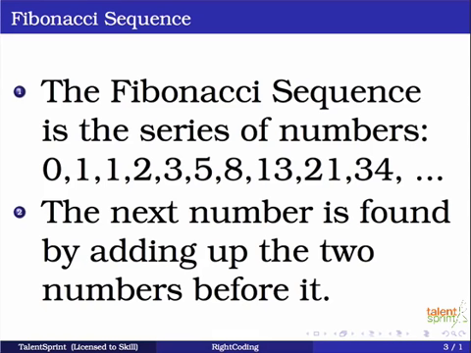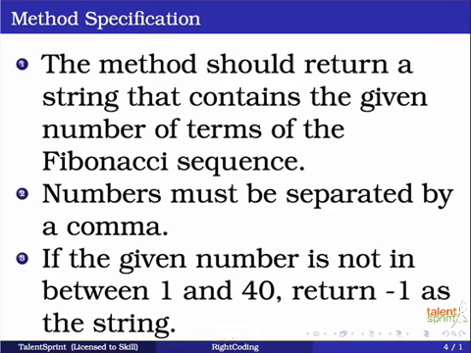So there are also certain specifications of this program that you need to keep in mind. The method should return a string that contains the given number of terms of the Fibonacci sequence. So if you say we want 5 terms of the Fibonacci sequence, your output should be a string containing 5 terms of the sequence. Numbers must be separated by a comma.